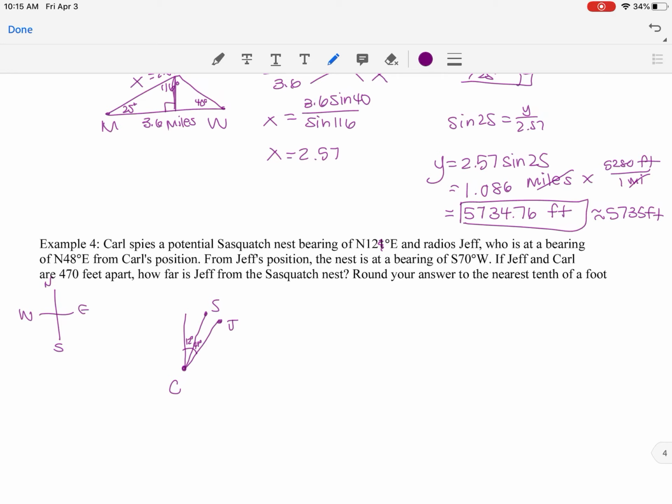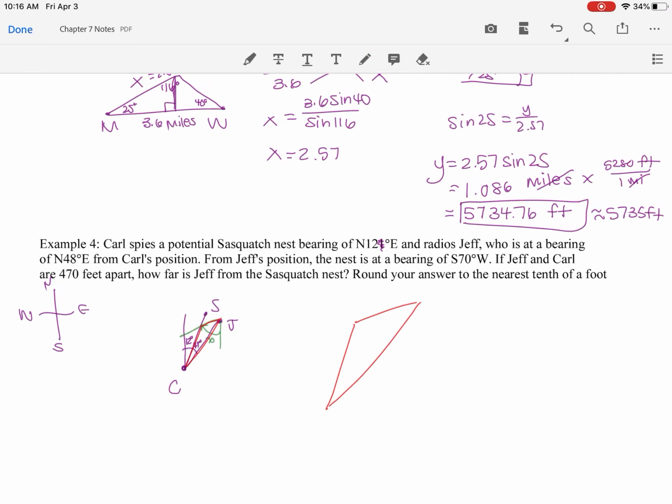Then it's saying from Jeff's position, the nest is bearing south 70, so south, you got to draw a straight line down. Maybe I'll draw a different color. A straight line down, and then 70 degrees west, so kind of to the left, and this is 70. I feel like in these cases it's just a little hard to see the triangle they're talking about. You can kind of see the triangle that formed right here. So let's draw that a little bit bigger.